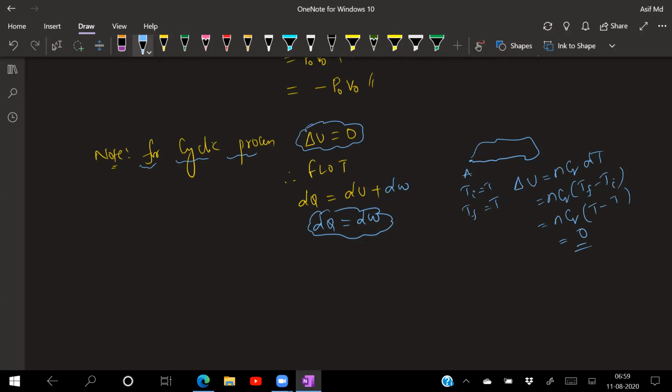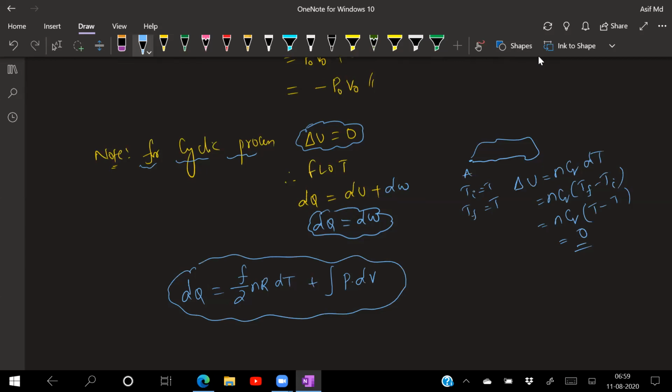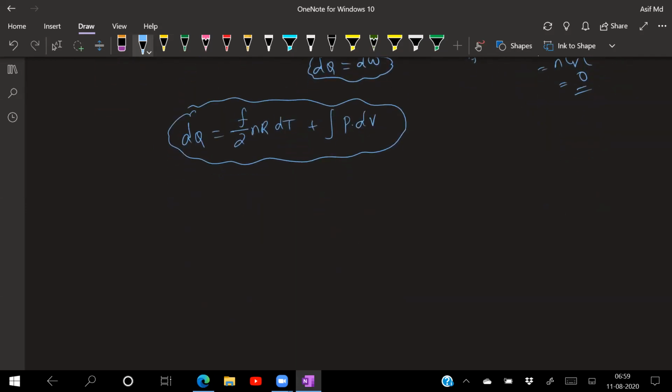And you also know how to write the first law of thermodynamics, beta? dq is equal to, in terms of degrees of freedom, f by 2 nR dt plus integral of P dV. Okay? So I hope you got an idea. And whenever we are using the first law of thermodynamics, we always take the ideal gas equation into consideration, beta, for calculation purposes.